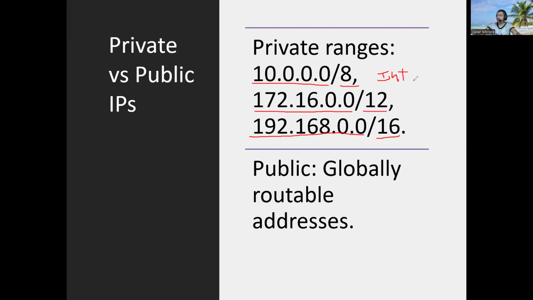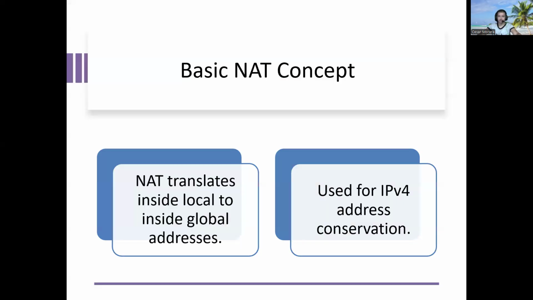So let's just remember that. These can be part of an intranet, which is a company, any company. And these are known as private IP addresses, and these are the ranges. When we talk about public IP addresses, those are globally routable addresses. Okay, let's continue learning about this.